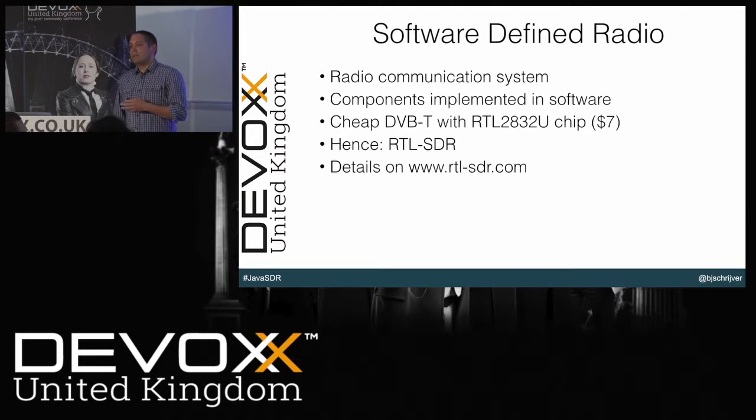And software-defined radio is a radio communication system where parts of the system are implemented in software. So usually cheap USB digital TV receivers work this way. It's just a small piece of generic hardware, and software does most of the work. There's a specific chipset, a Realtek chipset, which is generic enough to be tuned to a frequency of your choice. So that's anywhere between 24 megahertz and 1.7 gigahertz.